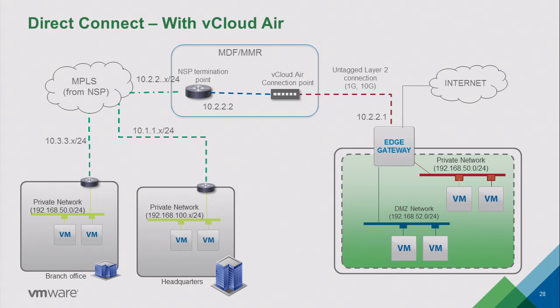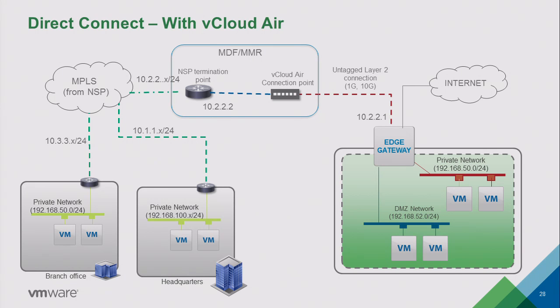From a connection perspective, the segment from the vCloud Air connection point, which is primarily switches in a data center meet-me room or an MDF room, onto the edge gateway is untagged layer 2 connectivity, which brings in one L2 segment.